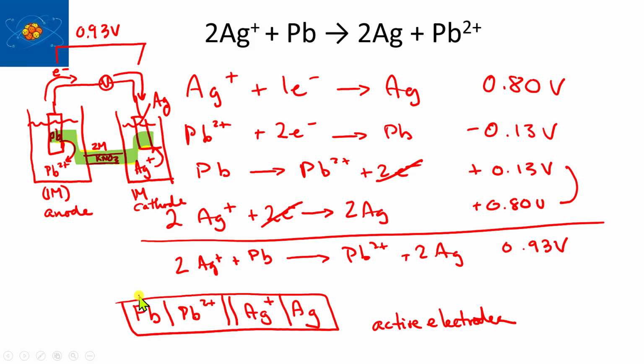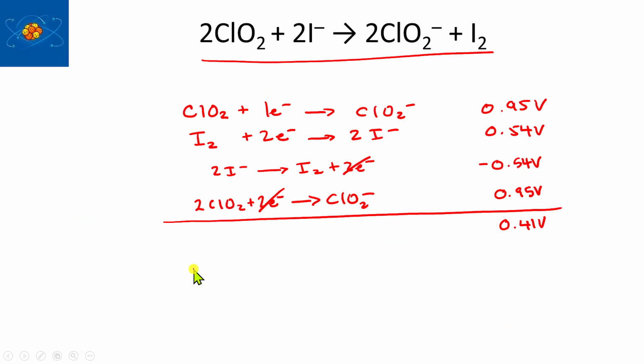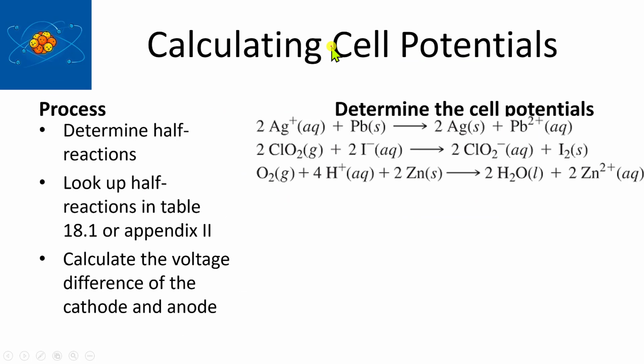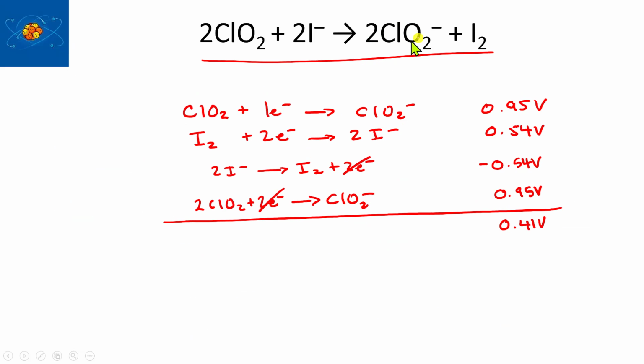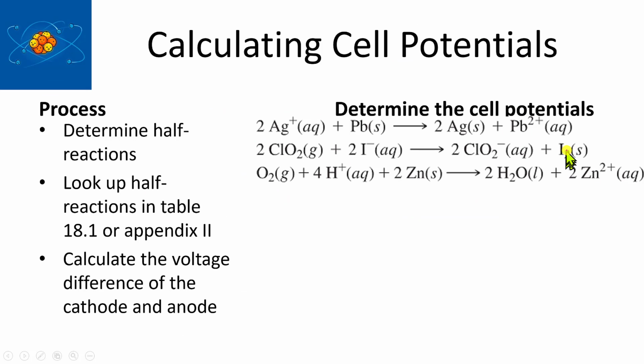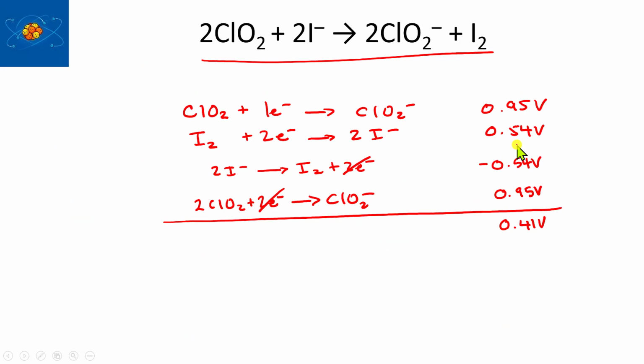Okay, so let's take a look at this one. What you'll notice is none of these materials are actually metals, and so you can't actually make an electrode out of this. ClO2 is a gas, and the ClO2 minus is aqueous. I2 is a solid, and ClO2 minus is aqueous.